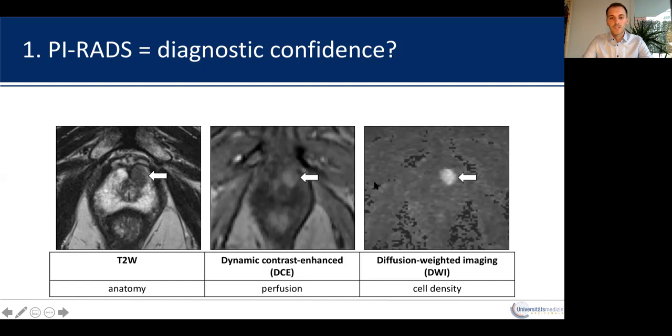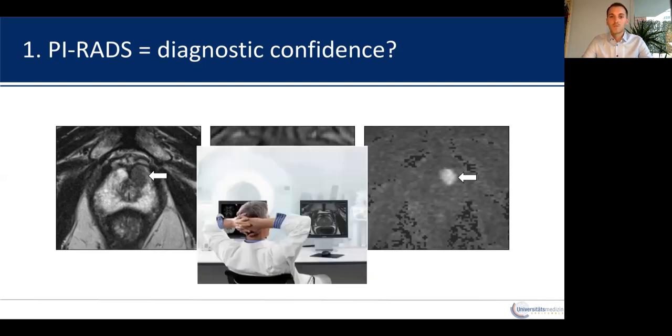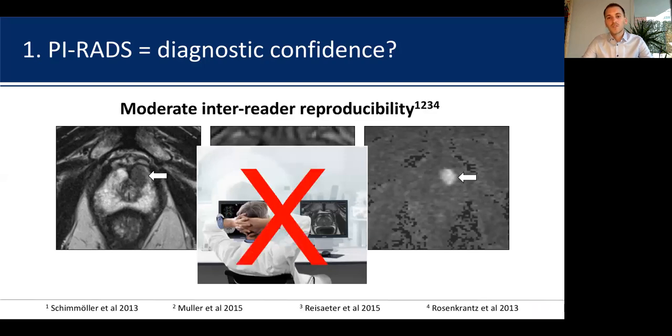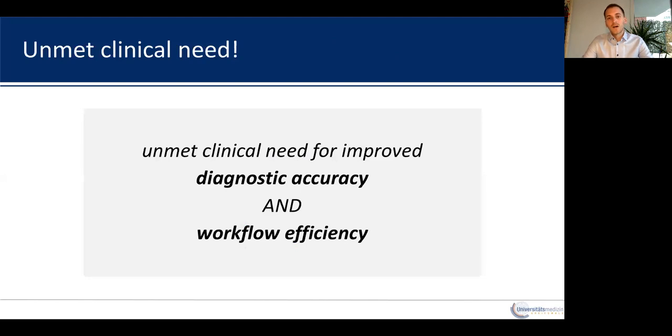When we look at these lesions, we can see a prostate cancer lesion right in the upper right part of the prostate. And in this case, we might think, well, that's an easy task, because if prostate cancer glows as a bulb on this sequence, we should be able to do those tests. Unfortunately, we only achieve a moderate inter-reader reproducibility, as shown in recent studies. This leads us to the unmet clinical need for an improved diagnostic accuracy and an improved workflow efficiency.